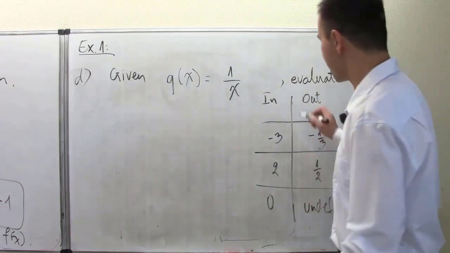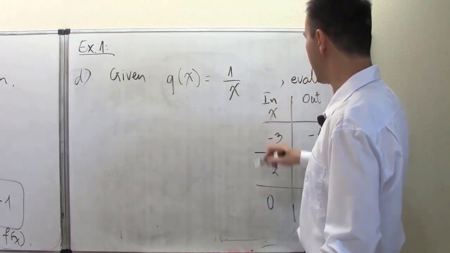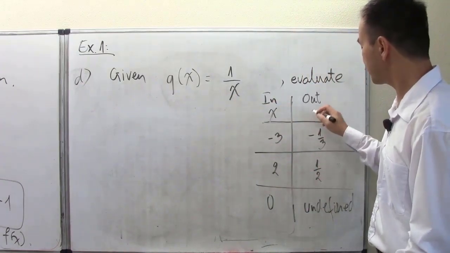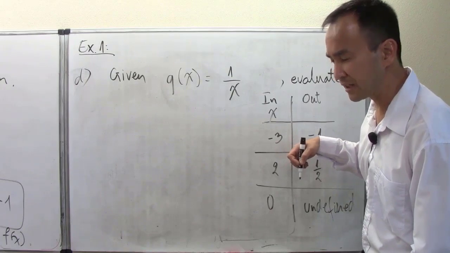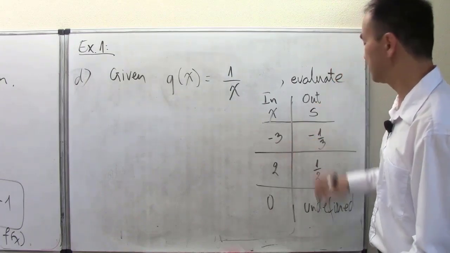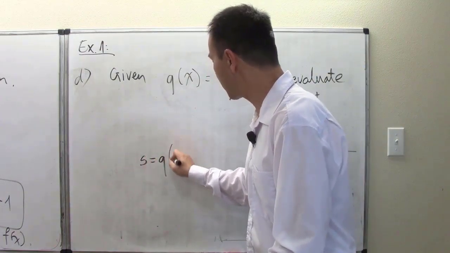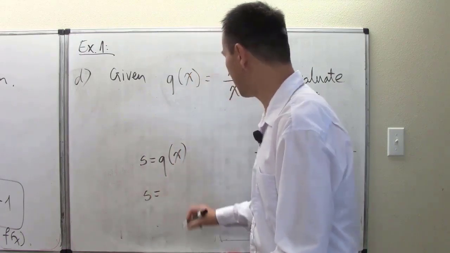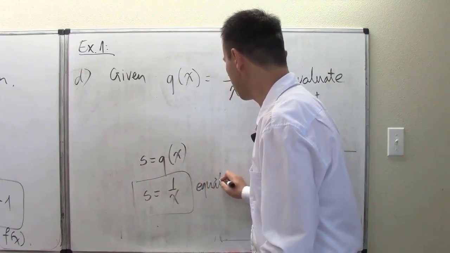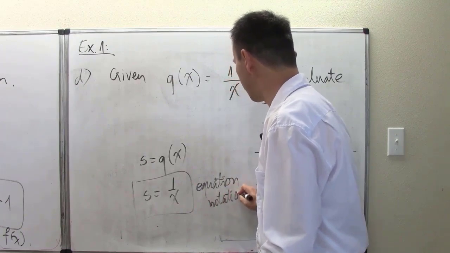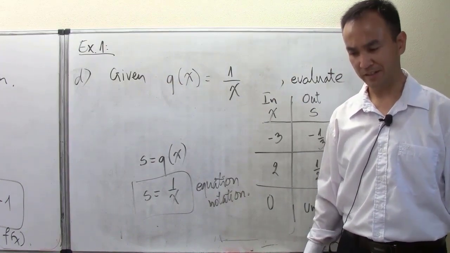The function in the problem already named the input variable x. So now we can name the output. You can call that whatever letter. I'm running out of creativity on my own. How about let's just call that s. So here s equals, in this problem at least, s equals q of x, but specifically s equals 1 over x. This is the equation notation. This is not part of the example, but I just decided to go a little extra, a little bit of an extra mile right there. All right.